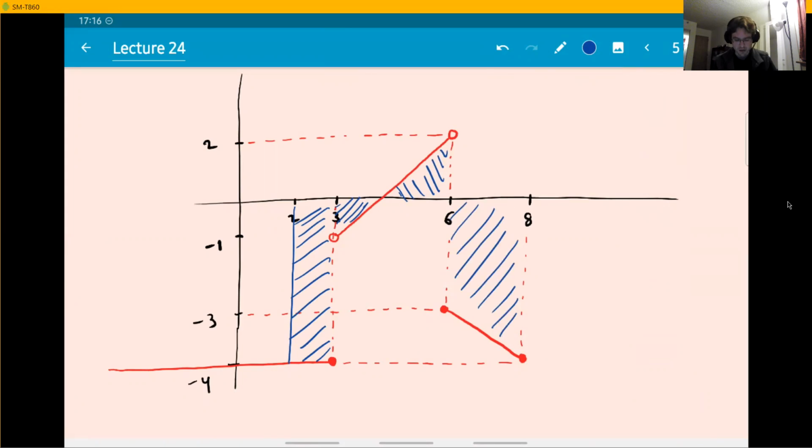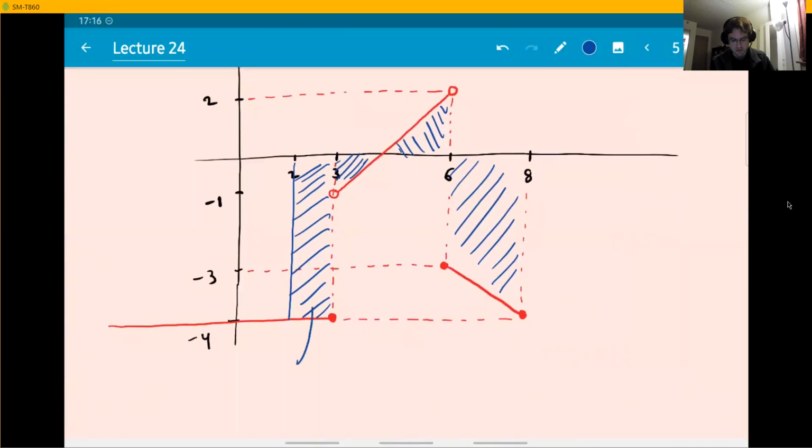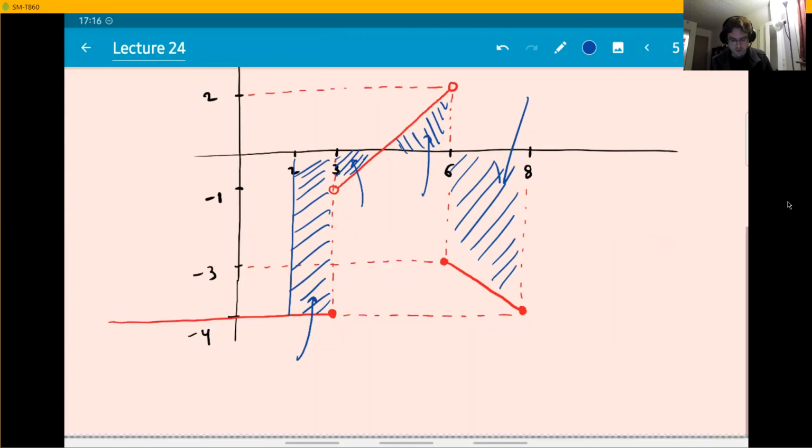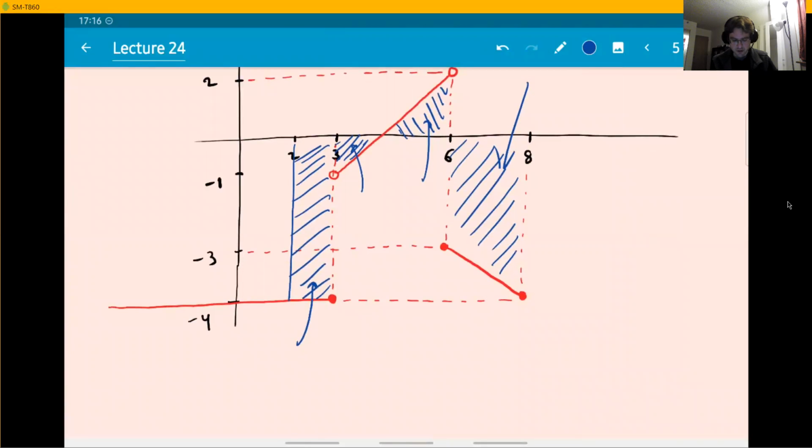So you have basically a rectangle, a triangle, another triangle, and a trapezoid. You need to find the areas of all of these figures and include them with the correct signs. That's going to be your integral. So for example, what's the area of this first rectangle here? It has a base of 1 and a height of 4. So the numeric value of this area, 1 times 4, that's 4.